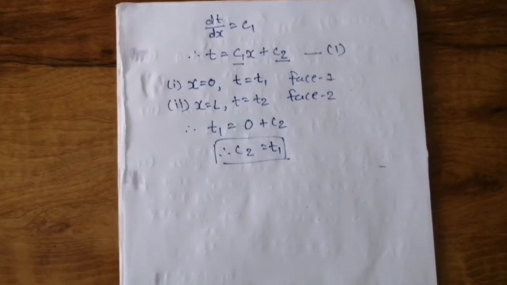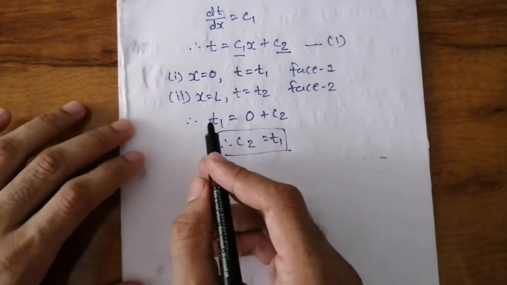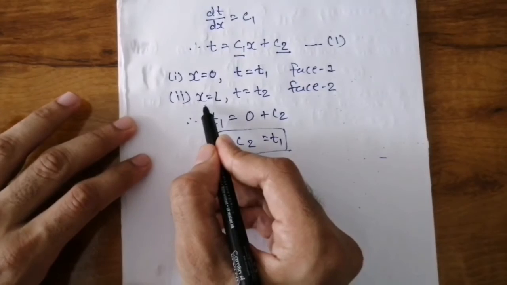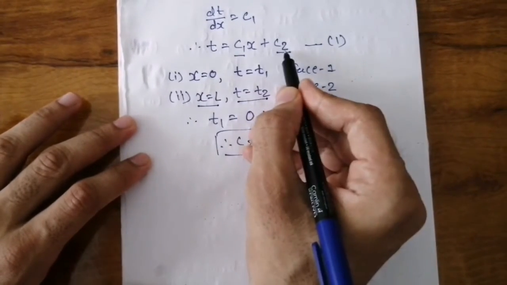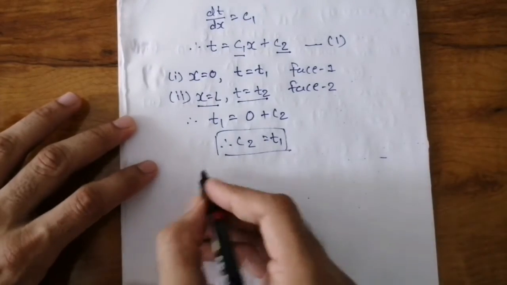Over. Now we put the second boundary condition. What is our second boundary condition? x is equal to L, T is equal to T2. We put that in equation 1 here. Okay, so first of all, what is T?